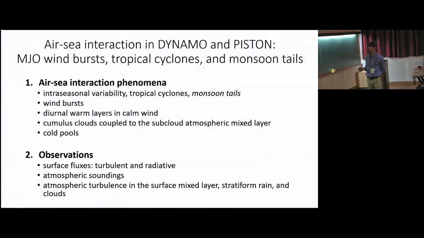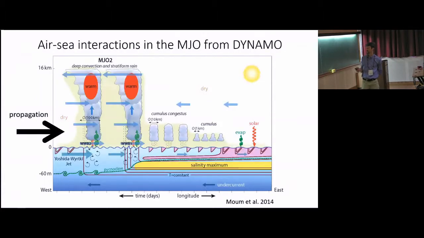And I'll show some atmospheric turbulence measured in the surface mixed layer in stratiform rain, which we can measure from radar and from clouds. So here's a schematic view, and this is actually meant to represent a wind burst event and all the sorts of phenomena that happen in that event in DYNAMO, based on the observations from DYNAMO. And so time actually propagates to the left, and this is so that longitude for the Madden-Julian oscillation or Kelvin waves, atmospheric Kelvin waves, would propagate from the west to the east, can both be resolved together here.